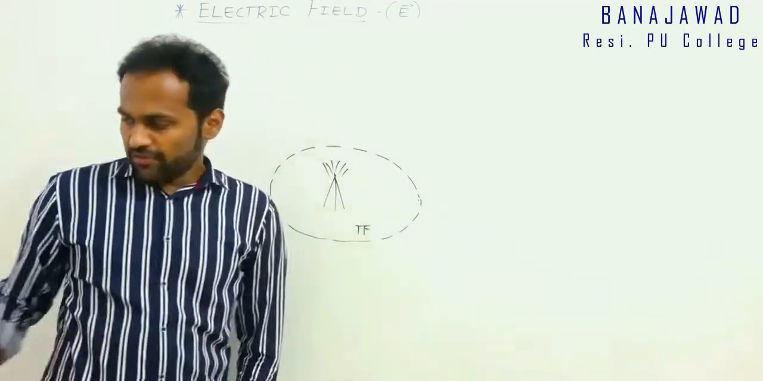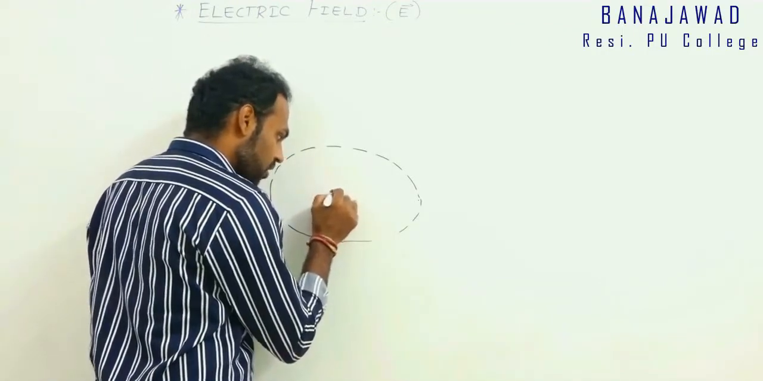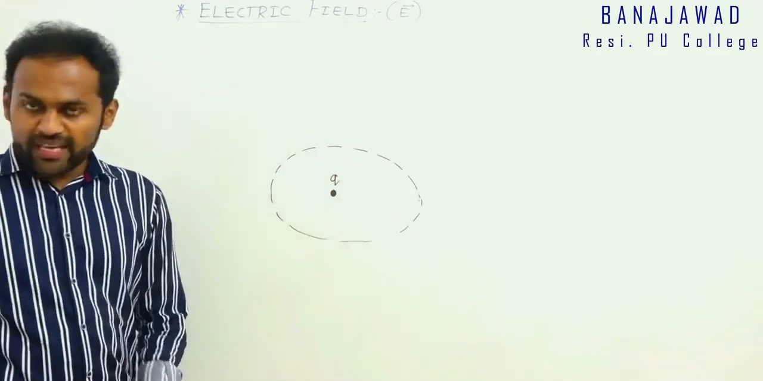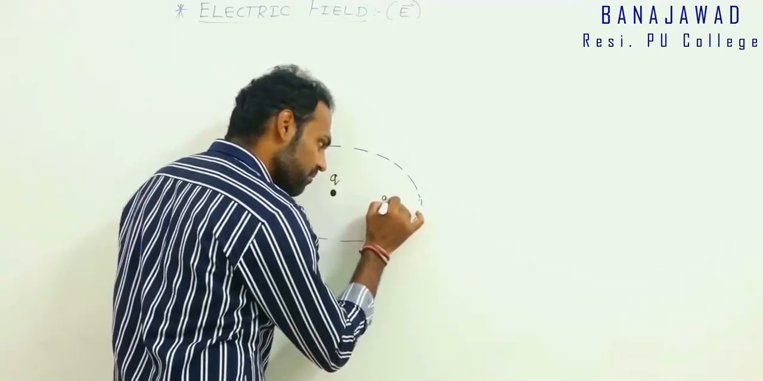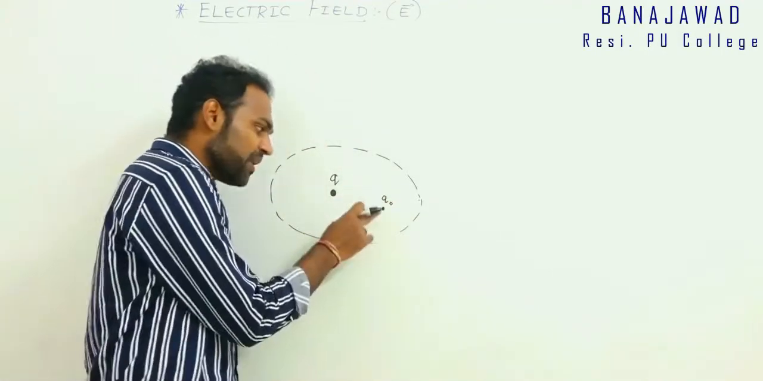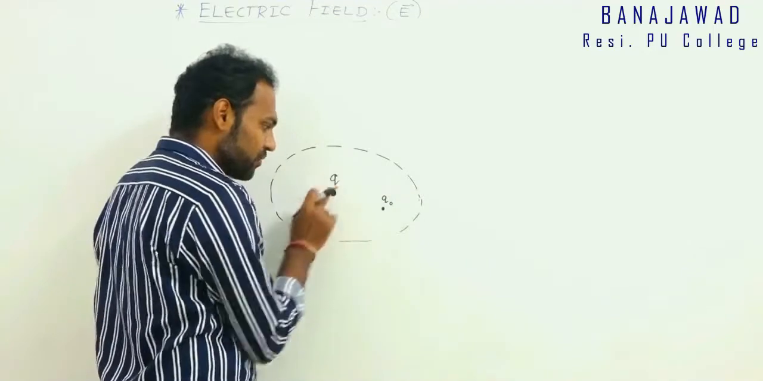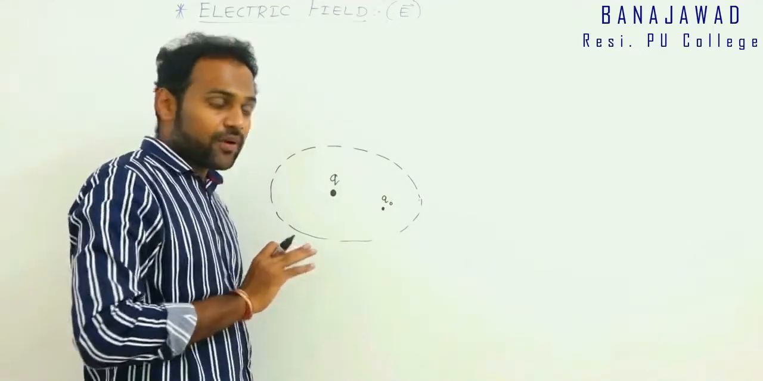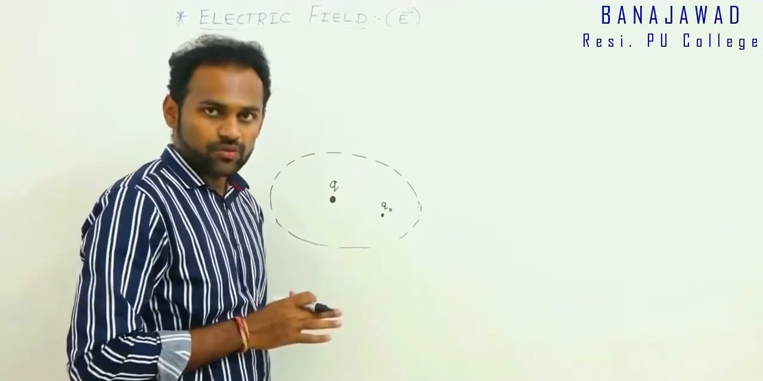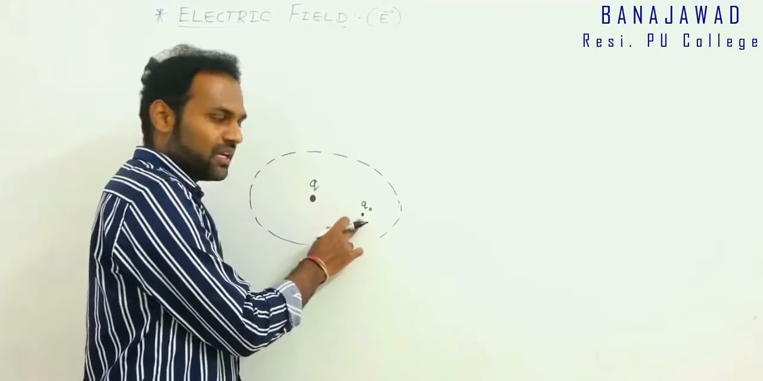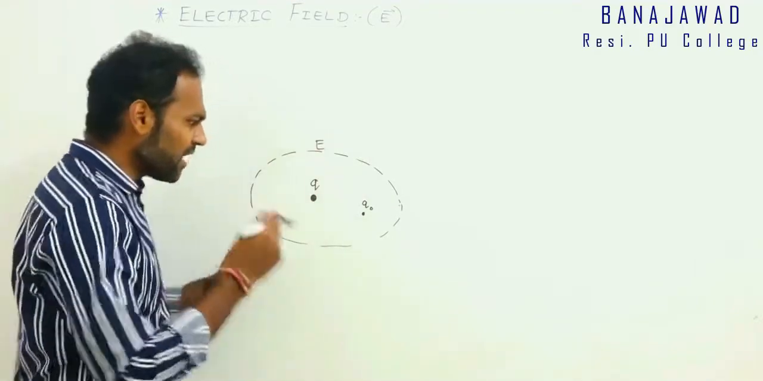In the same way, if there is a charge present here called Q, then the space around it, in which another charge is placed, will experience a force by that charge. If any other charge placed in the surrounding space of this original charge gets influenced by it, influenced means it has to experience a certain force, either attractive or repulsive. So if it experiences any kind of force in this space, then this space is said to be the electric field of this charge.